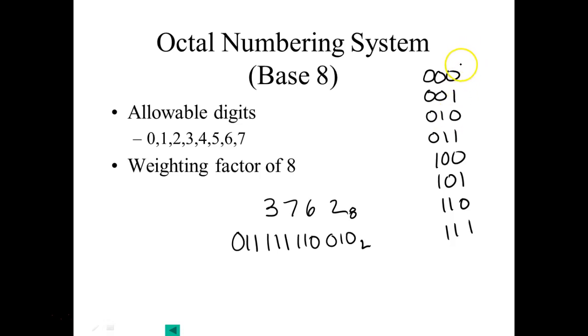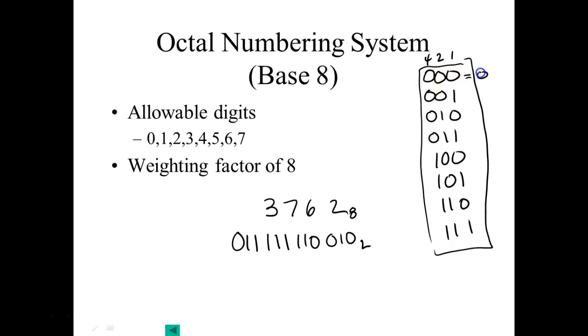So here are our patterns. And basically all we're dealing with is 1, 2, 4 right now. We're not dealing with 1, 2, 4, 8, 16, 32, just 1, 2, 4. Right? So if I converted this to decimal, what would that equal? 0. That would equal a 1. This would equal a 2. That would equal a 3. That would equal 4. That would equal 5. That would equal 6. And that would equal 7. That's the same digits we have in the octal number system.